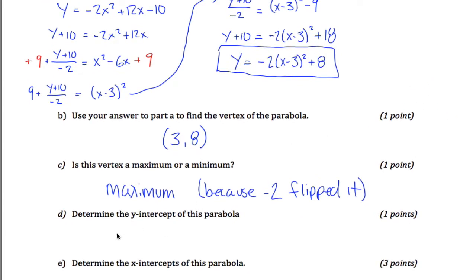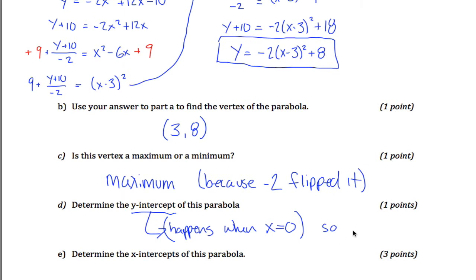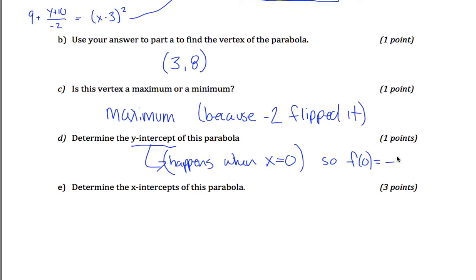Determine the y-intercept of this parabola. The y-intercept happens when x equals 0. You don't need to write this, just explaining. So we go up to our original form here, and we make all the x's equal to 0. We get f of 0, which is equal to 0 plus 0 minus 10. It's equal to negative 10. The y-intercept of this parabola is negative 10. Or if you want, 0 comma negative 10. However you want to write it, I don't care.